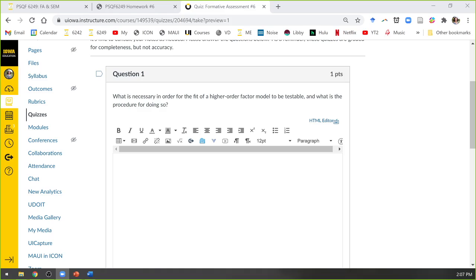Yes. Does any of this story change if I have an IRT model versus a CFA model?